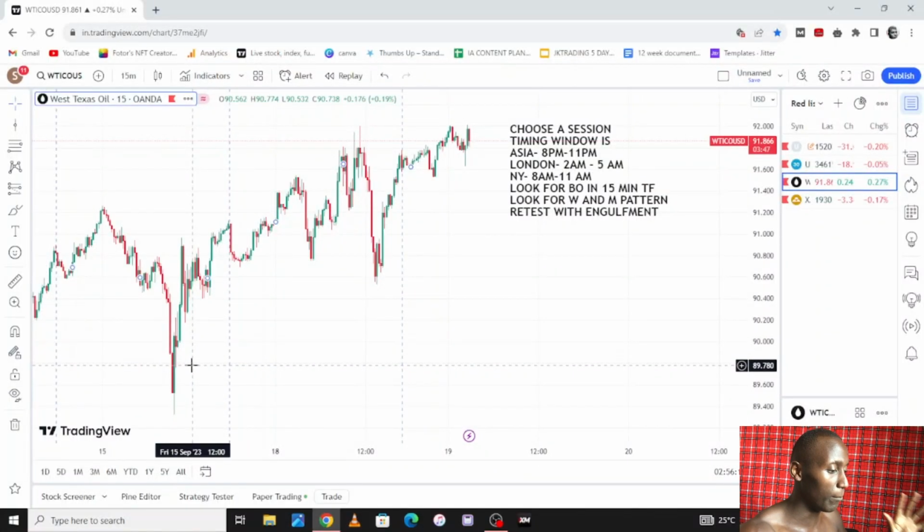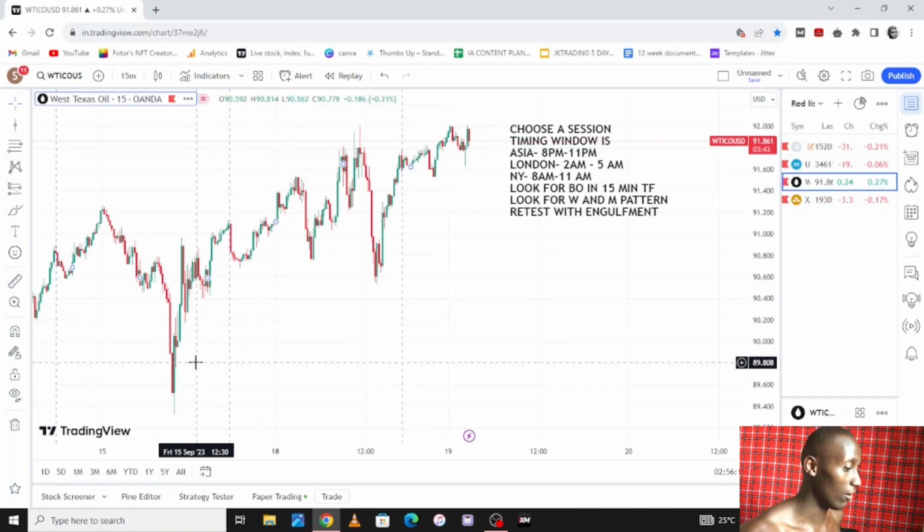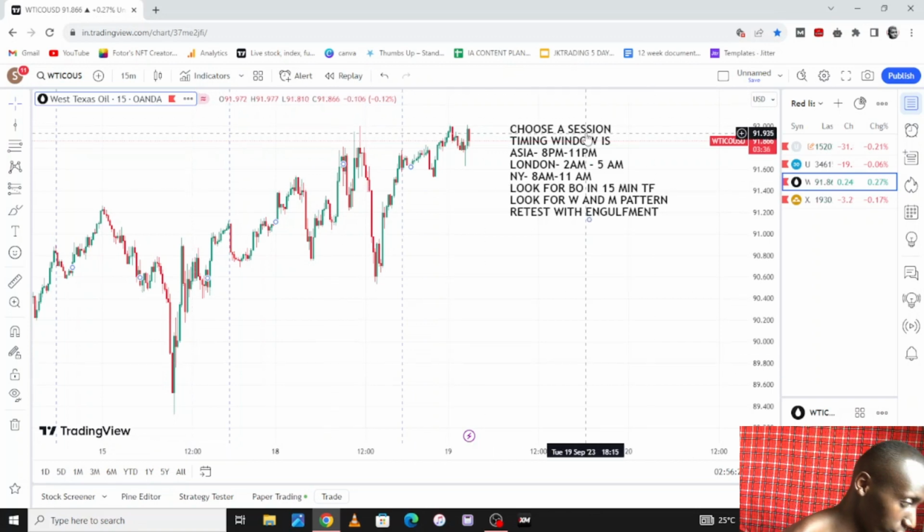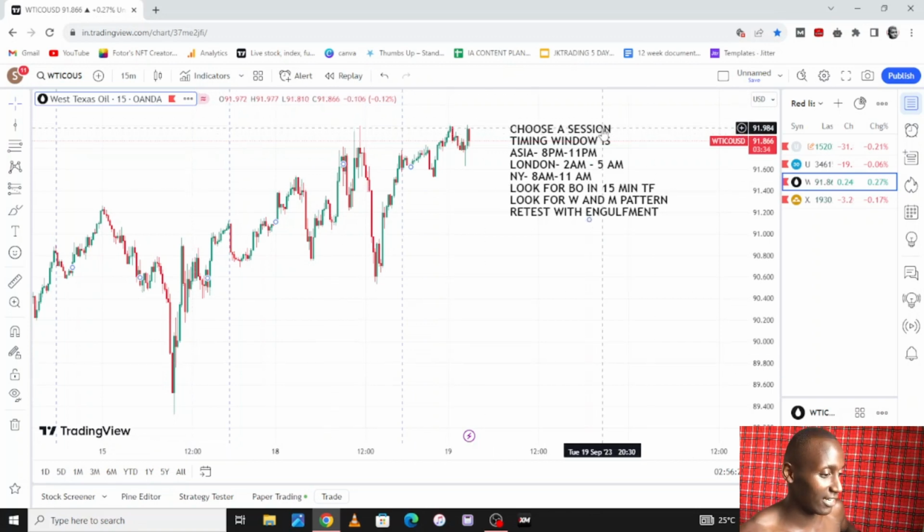So this is the failed breakout pattern. Now, the process is simple. First things first, you need to choose a session. So whether it's Asia, London, or New York, it doesn't matter. It works across all sessions.